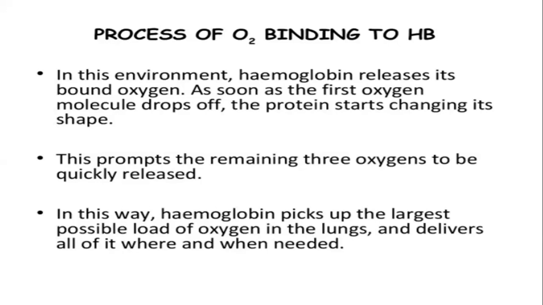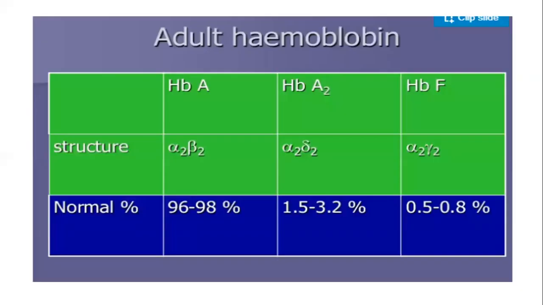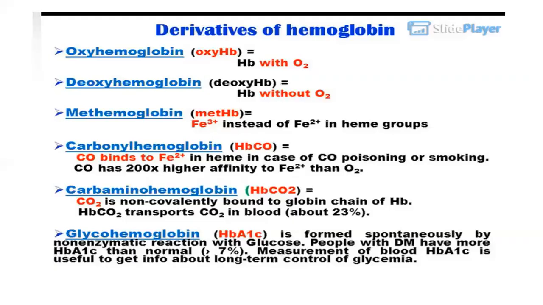What this does is allow the hemoglobin to start picking up hydrogen ions, and we shall be looking at that shortly, and picking up carbon dioxide from the tissues and delivering it back to the lungs. Then the same process repeats itself as the hemoglobin is moved in blood from one area of the body to the other. We've already gone through this slide.